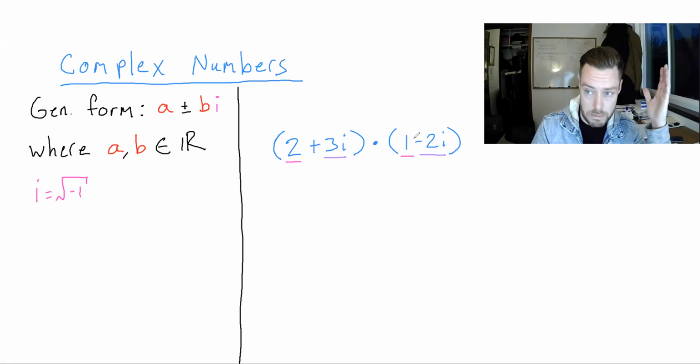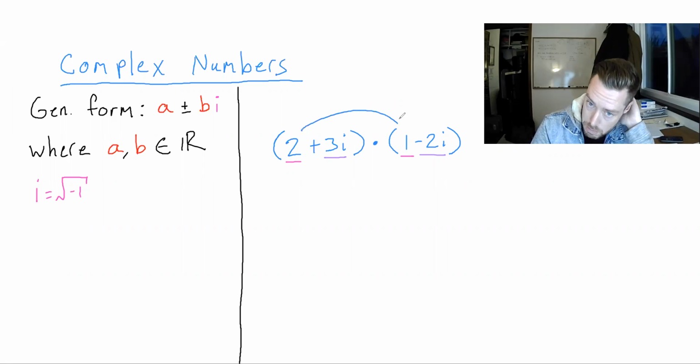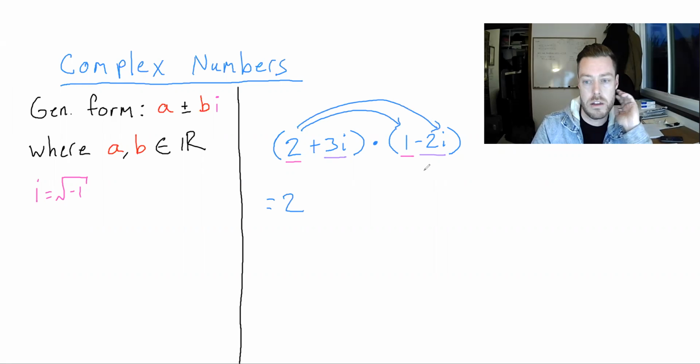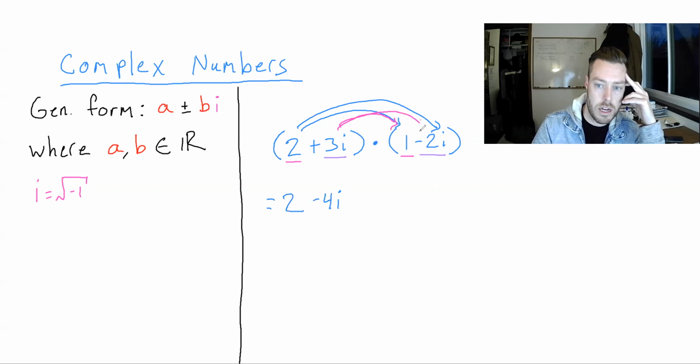You learned the FOIL method, same easy thing, right? So 2 multiplied by 1, what does this equal? This equals 2. 2 multiplied by negative 2i, multiply the numbers together, keep the i, and make sure you check your signs. So 2 multiplied by negative 2i is equal to negative 4i, right? Let's do another color for this one. 3i times 1, and then 3i times a minus 2. 3i times 1 is just going to be positive 3i, right? And now we get to an interesting one. Now we get 3i multiplied by a negative 2i.